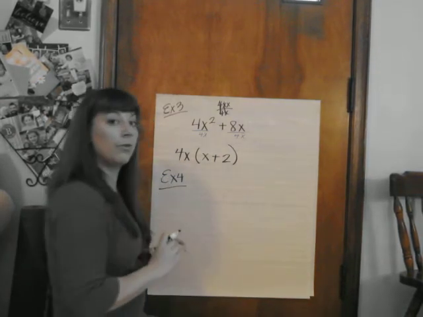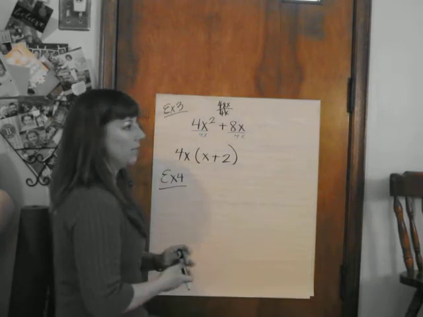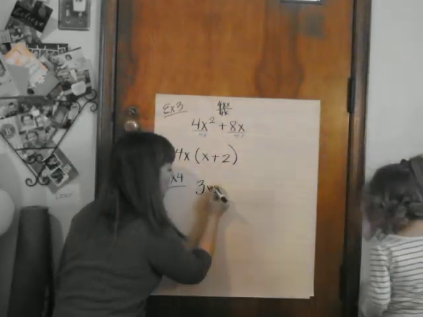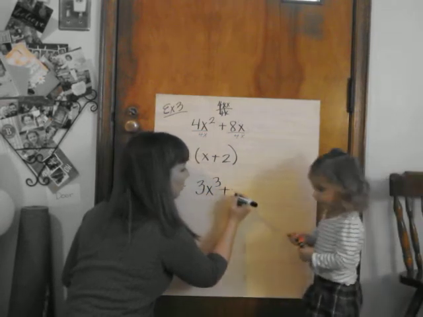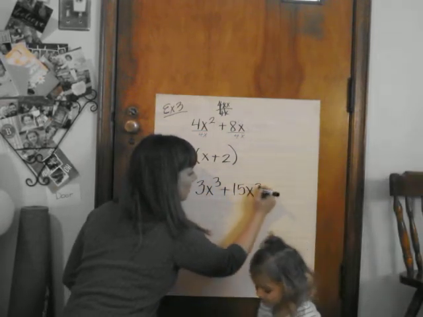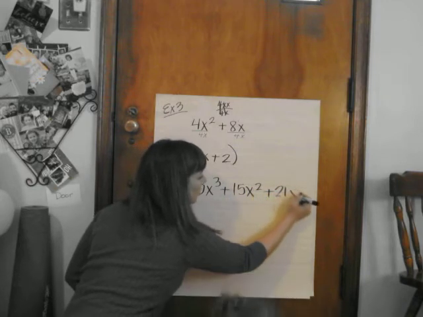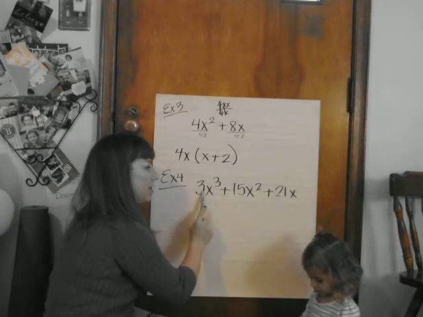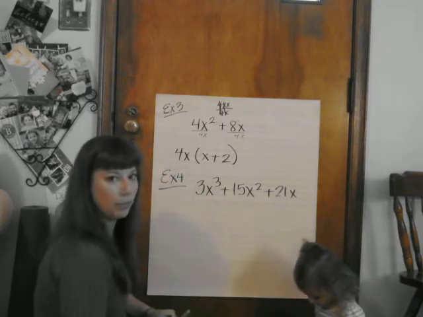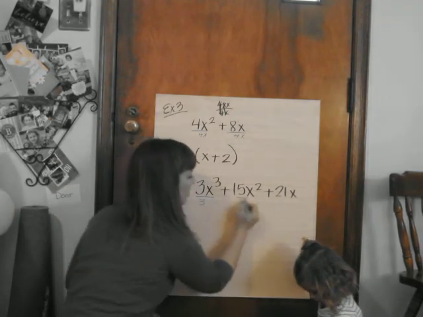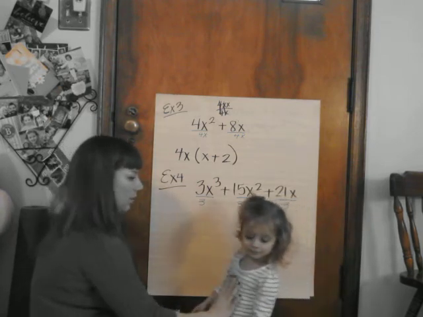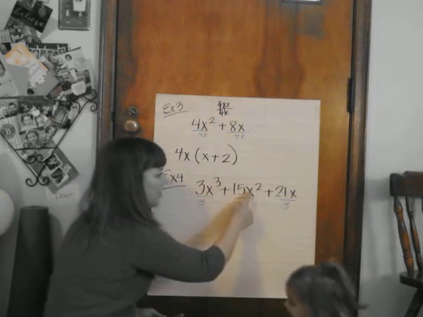All right, let's go for one more that's a little bit more complex. We'll do 2 more examples, and then we will be finished. So let's say that I have 3x cubed plus 15x squared plus 21x. Okay? What can I divide 3, 15, and 21 all by? Well, the number is 3. What can I divide x cubed, x squared, and x by?